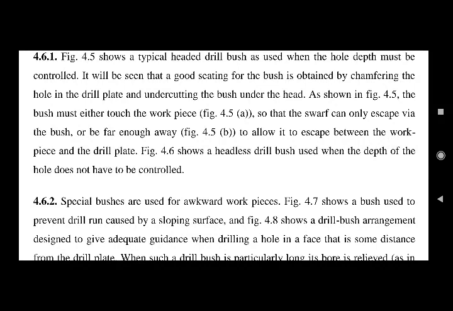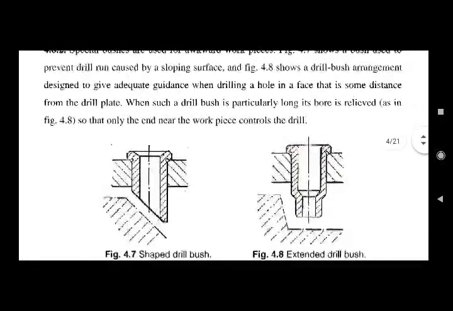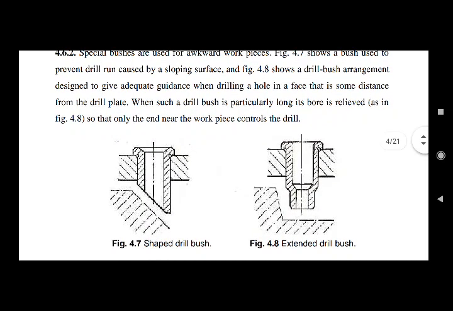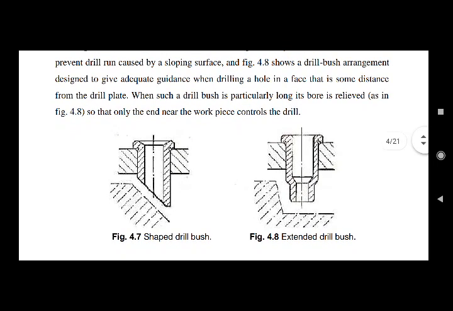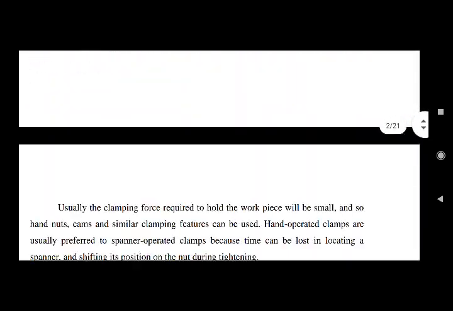The next diagram shows a headless drill bush used when the depth of the hole does not have to be controlled. Special bushes are used for awkward workpieces. Now in this diagram you can see the awkward drill bushes. It shows a bush used to prevent drill run caused by a sloping surface, and the next diagram shows a drill bush arrangement designed to give adequate guidance when drilling a hole in a face some distance from the drill plate. When such a drill bush is particularly long, its bore is relieved so that only the end near the workpiece controls the drill.